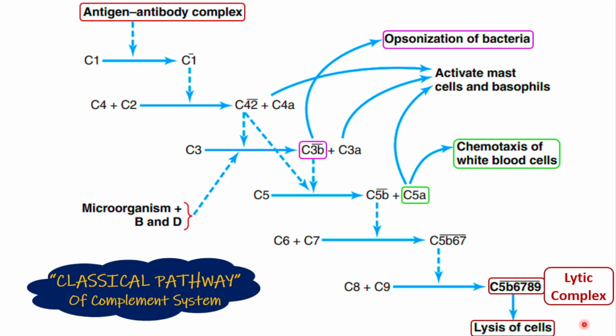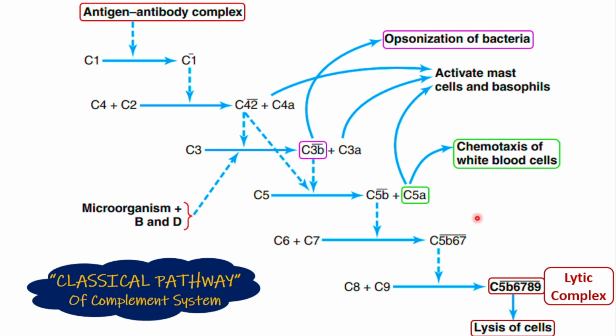Okay, so finally, after the activation of all, the chain ends at C5, 6, 7, 8, 9. And between 5 and 6, there is a b. C5b, 6, 7, 8, 9. So this complex is known as the lytic complex. Why is this known as the lytic complex? Because this will basically cause the lysis of the cells, lysis of the foreign bodies.